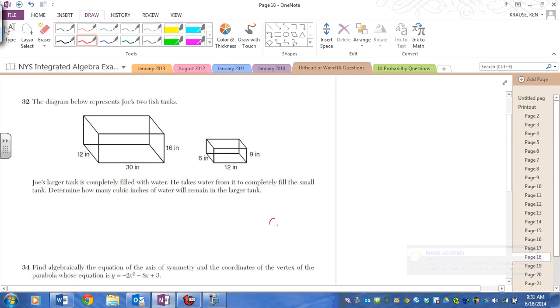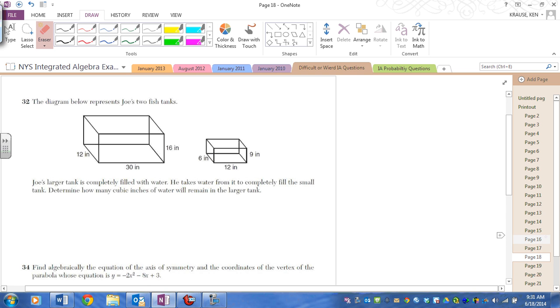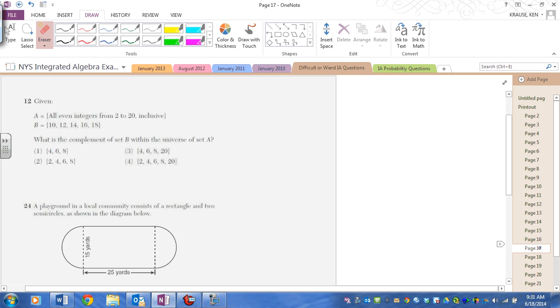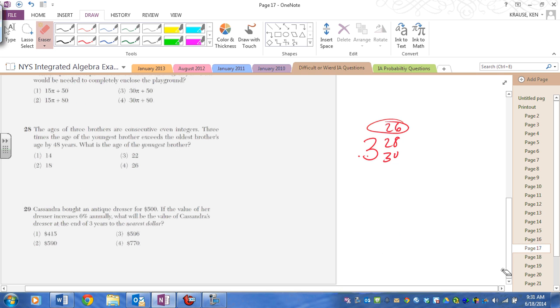Can I go? So right here, I can delete that. Well, I can't finish this one, so hopefully there's not much going on here. Oh, there's a percent question about a dresser for $500. The value of the dresser increases 6% annually. What will be the value in 3 years? So, can't write on here.